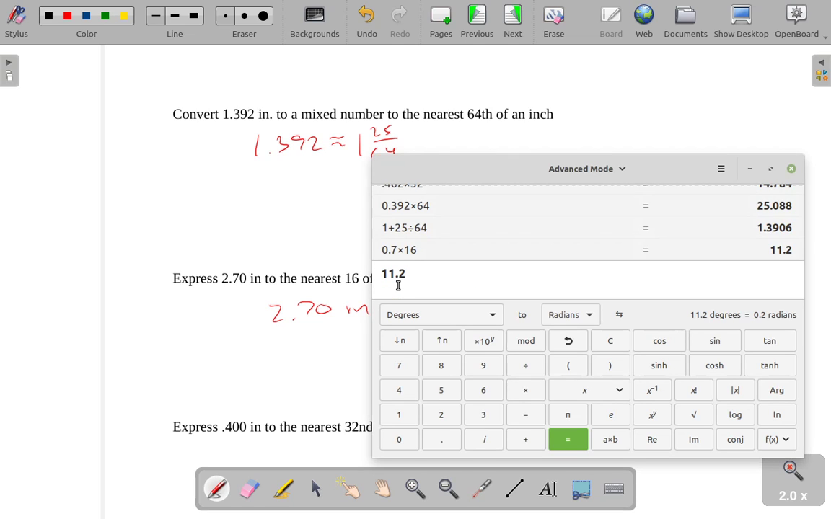Maybe if I wanted to see if that's closer to a 32nd of an inch, I can do 0.7 times 32 and see, well, it's 22 32nds of an inch. That would actually reduce to 11/16ths anyway.